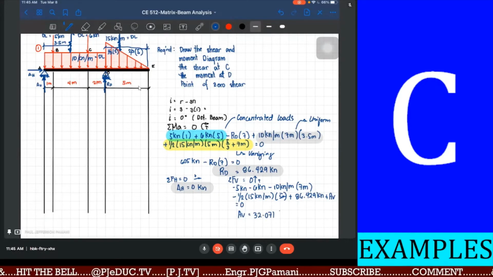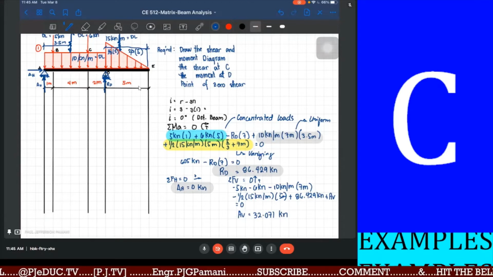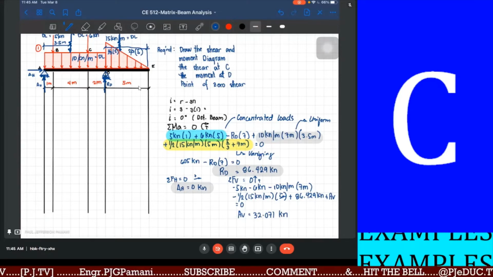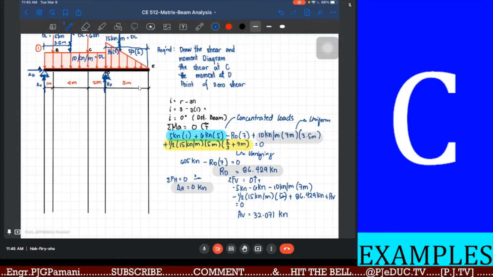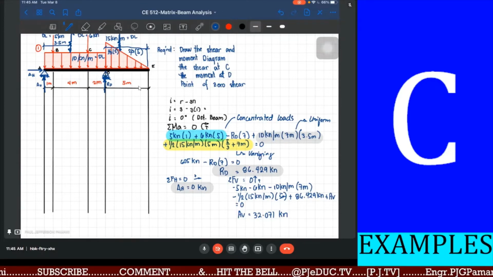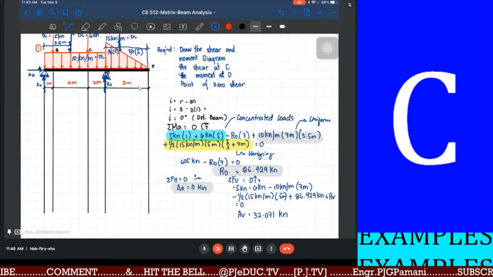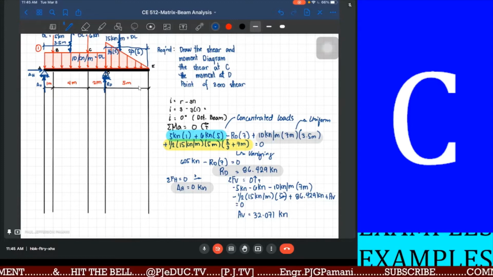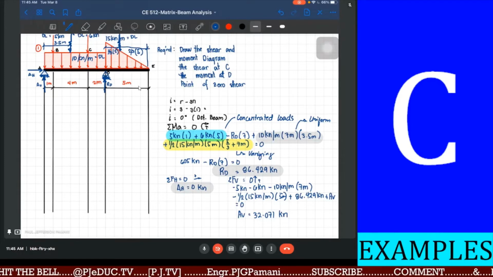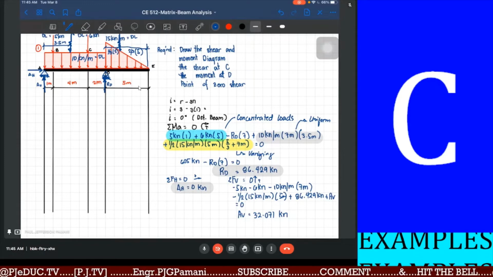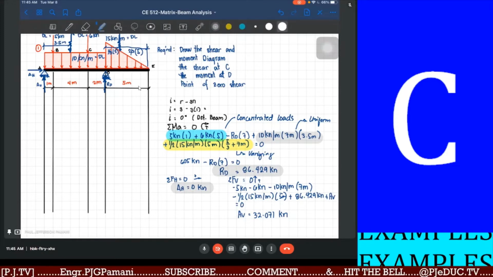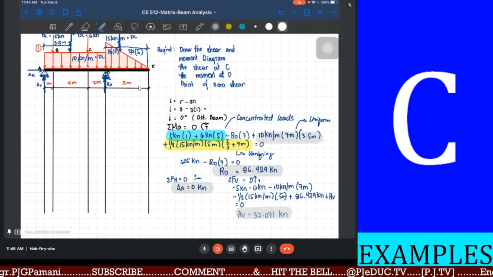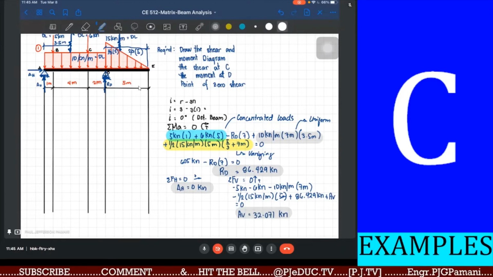32.071 kilonewton. Don't worry if you're going to use the full decimal places of your answer. Ang discrepancy lang natin probably 0.001 or 0.002, something like that. For as much as possible, try to use it this way. So we have now the vertical reaction at the hinge support of 32.071 kilonewton.